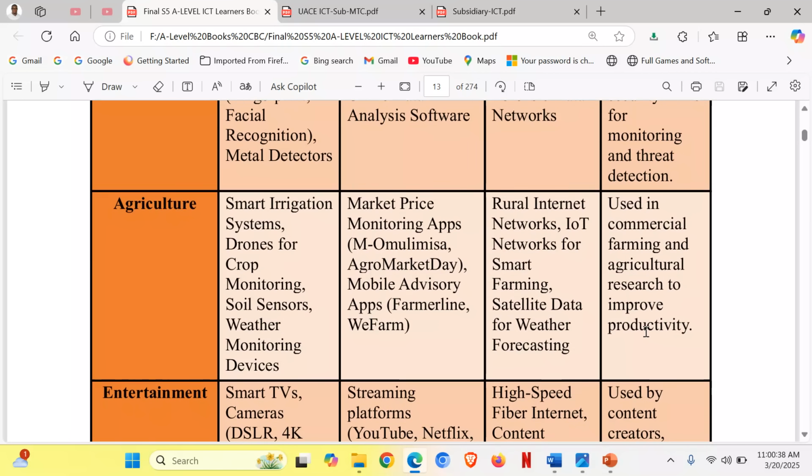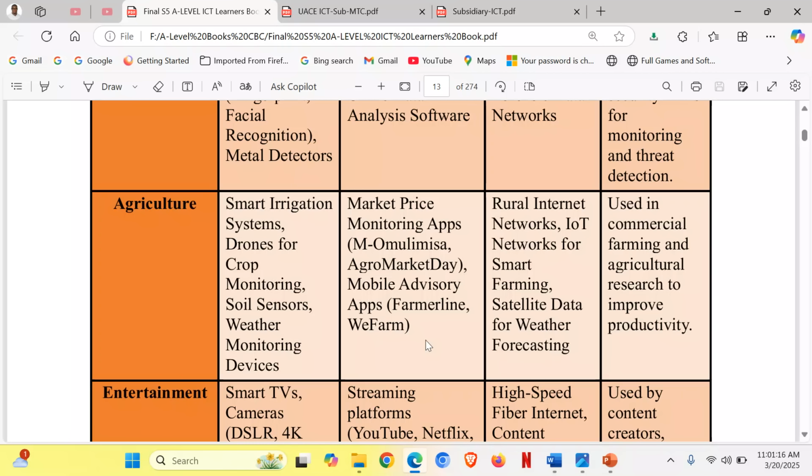How about in agriculture? We have hardware ICT tools like smart irrigation systems, drones for crop monitoring, soil sensors, weather monitoring devices. How about software ICT tools? We have market price monitoring apps such as Omlisa, AgroMarket Day. We also have mobile advisory apps such as Farmerline and We Farm.